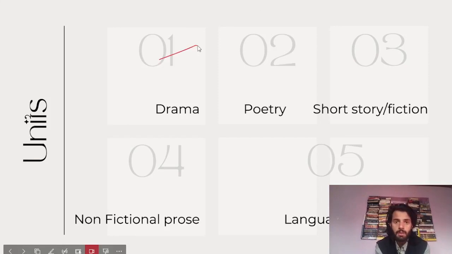As you see, the first and foremost unit of our syllabus is drama. The second one is poetry, and the third one is short story or fiction. Why did I take all these first three portions together? There is a reason. Whenever we are doing any literature, be it Indian, British, African, American, African American, or other kinds of literature like European, Italian, French, Russian, there is quite a large number of books to be read.